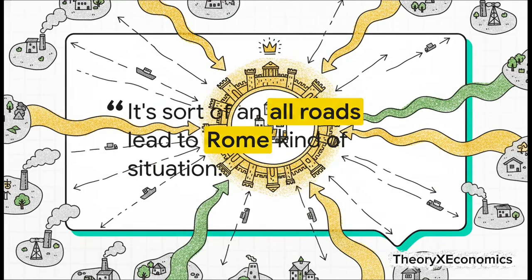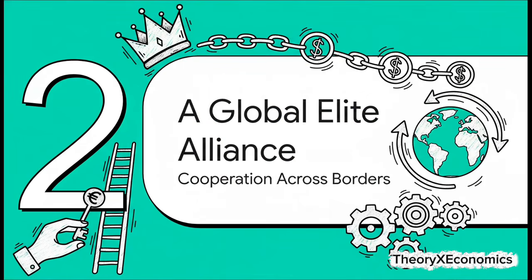So you can see what's happening, right? It's an all roads lead to Rome kind of deal. The whole system is structured so that wealth, resources, and power are constantly flowing from the bottom tiers up to the very top. Okay, but a hierarchy like this doesn't just maintain itself. So what holds it all together? Well, the theory's second argument points to a pretty surprising alliance that keeps this whole system humming along.